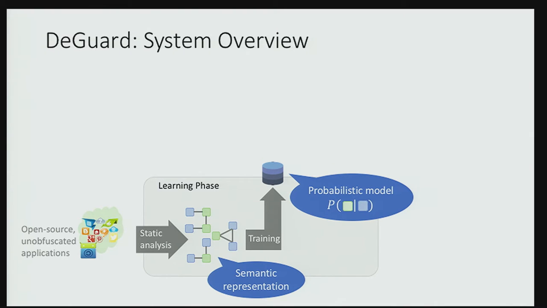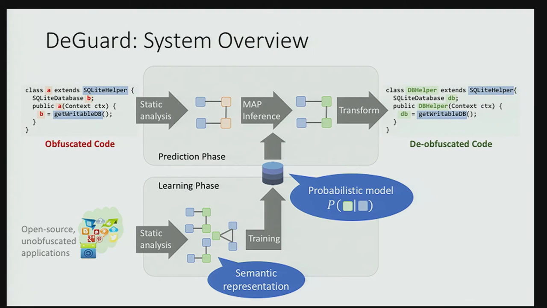In particular, the way we do this is we first do some static analysis in order to derive some semantic representation about these applications. We need this simply because we cannot directly train on the source code. Also, this representation has to be compatible with whatever probabilistic model we're going to use. After we have trained this probabilistic model during the learning phase, it's done once and for all.